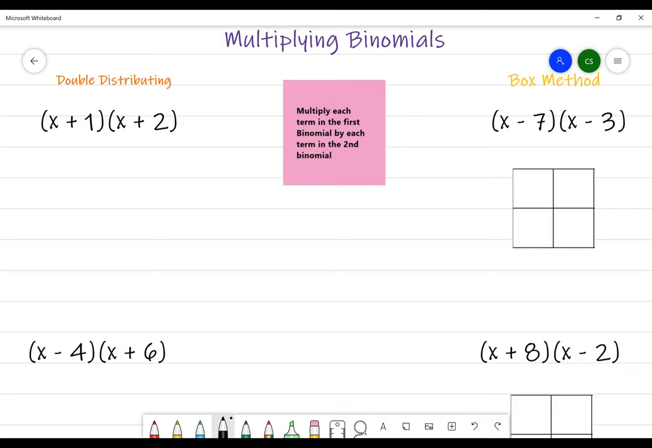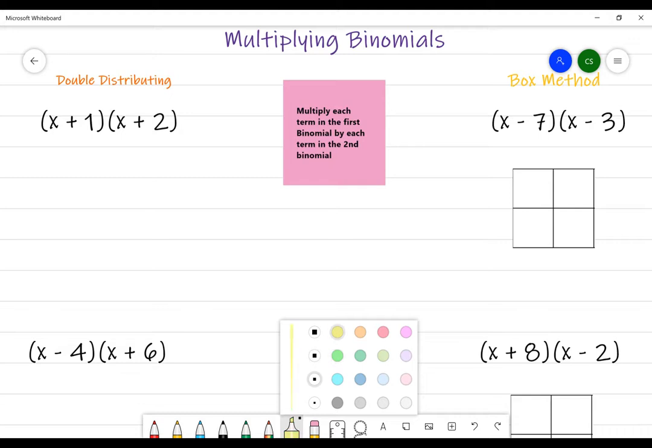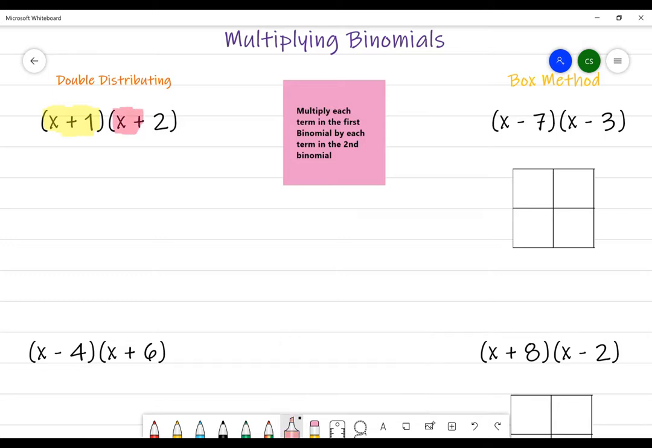All right, so in our first example, we have x plus 1 times x plus 2. That is my binomial. So we're going to expand this. How we do this is by distributing. I multiply every term in my first polynomial by every term in my second polynomial. And this is what I mean. I multiply my first term in the first binomial to every term in the second binomial.